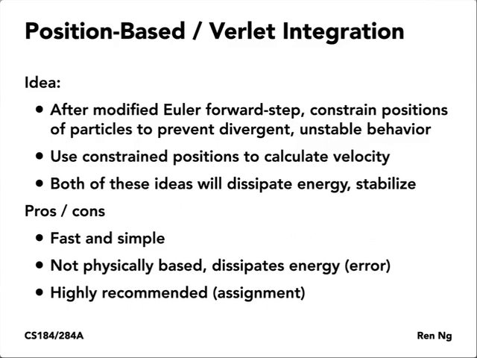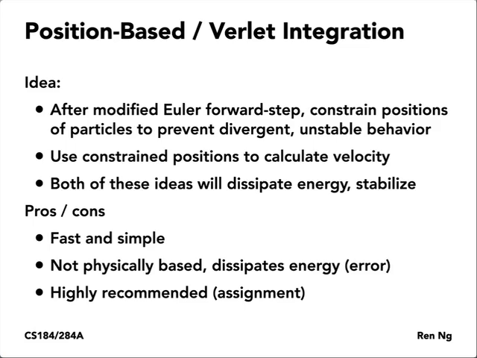So the idea is you apply modified Euler to reduce the propensity for, or the rate of, blowing up to begin with. But immediately after applying that forward step, we constrain the positions of the particles to prevent this divergent, unstable behavior. And we'll use the constrained positions to calculate the velocity as well, thereby constraining the instability in the velocity estimates as well. Both of these ideas are going to dissipate energy. Okay, they're going to throw away energy, which is inaccurate, but they will stabilize the simulation.